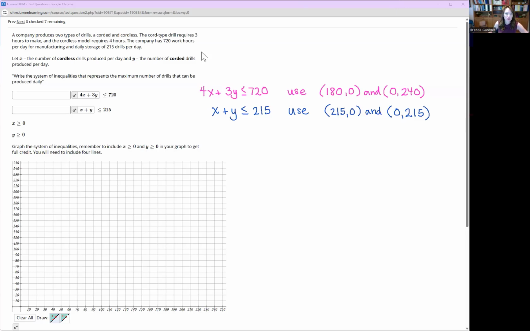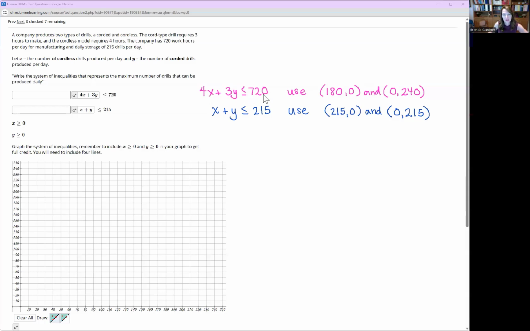Okay, so I'm going to show you how to graph four inequalities on the same coordinate system. If I was given this particular situation and needed to graph 4x plus 3y is less than or equal to 720, I've already found the points that I'm going to use.